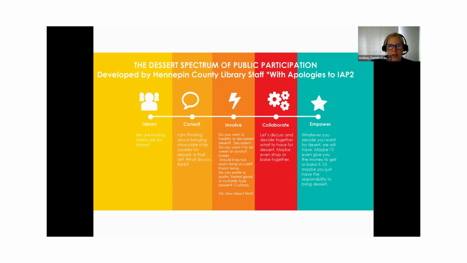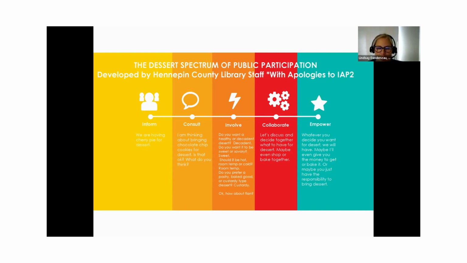Involve. Now we actually want to ask the kids to help us come up with the options. So we ask them, do you want something healthy, decadent? They say decadent. Then you ask them if they want it to be sweet or savory. They say sweet. Should it be hot, room temperature, cold? They say room temperature. You go through, and they ask, what about a flan? I don't know any kids who would pick a flan, but that was the process. They really involved the kids to come up with options and then said, hey, what do you think about this?